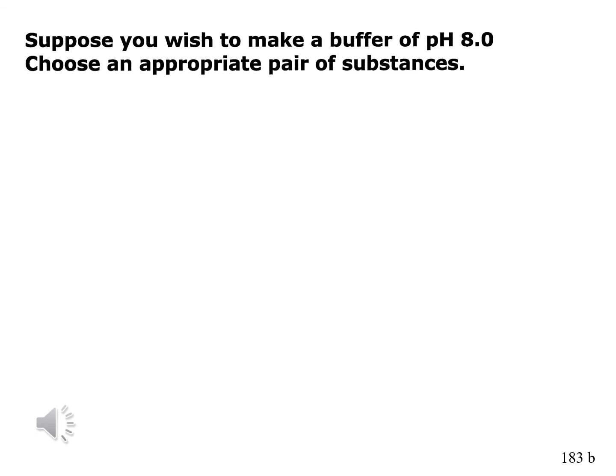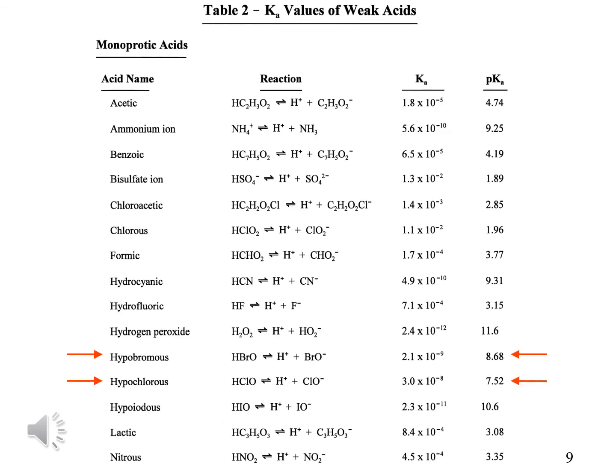If you remember, the range of a buffer is plus or minus 1 from the pKa. In order to get a buffer of pH 8, you're going to have to pick a weak acid that has a pKa between 7 and 9 so that it's within 1 of the pH you want. I found two acids on page 9 that would work, hypobromous and hypochlorous. The pKa's are both within the right range.